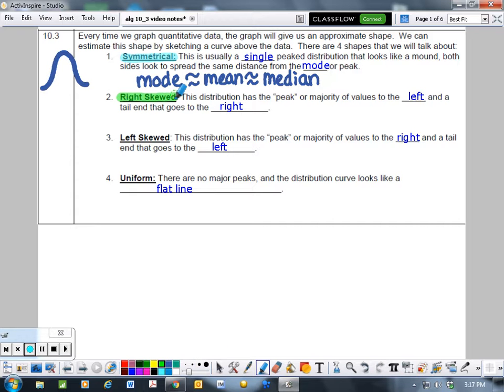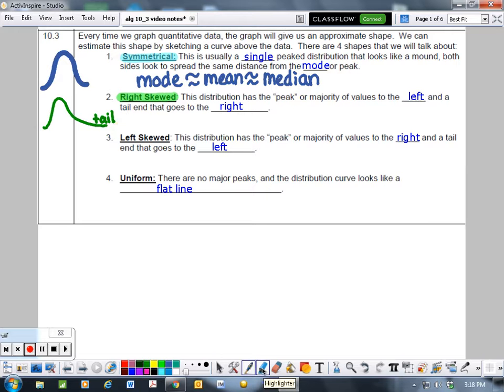Now, this distribution has a peak, or a majority of our values, to the left-hand side, and a tail that goes to the right. So it's called right skew because our tail goes to the right. So this is going to look something like this. Kind of peek out like this. So this is our tail. And when this occurs, we're going to talk later about what happens with our mean, median, and mode. But we're going to find that our mode tends to be a smaller value than most of our other values.